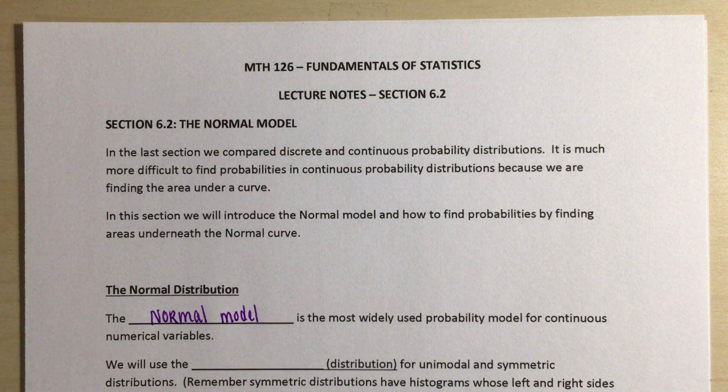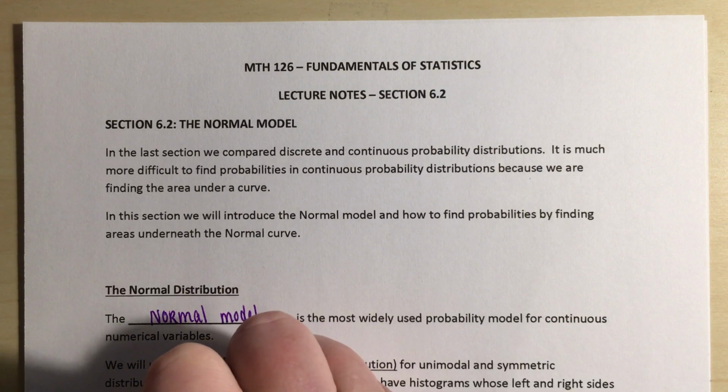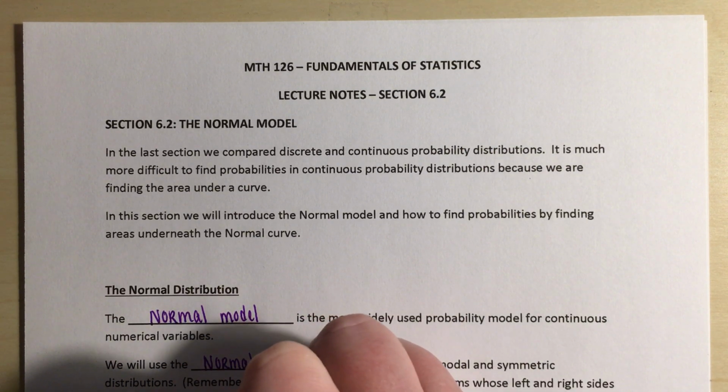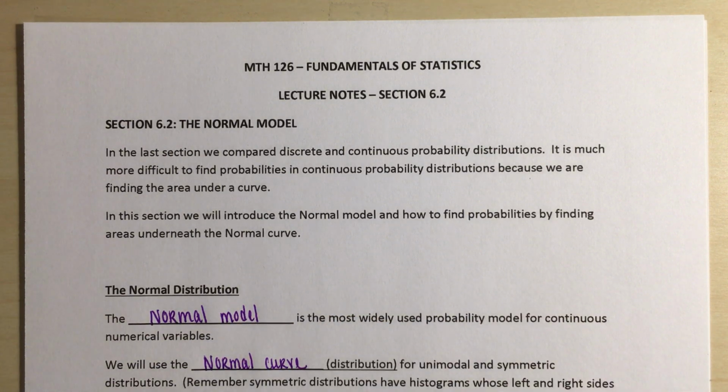All right, so the normal model is the most widely used probability model for continuous numerical variables. We are going to use something called the normal curve, or the normal distribution. We'll see the words used interchangeably for unimodal and symmetric distributions. Remember, symmetric distributions have histograms whose left and right sides are roughly mirror images of one another. Unimodal distributions have histograms with one mound.